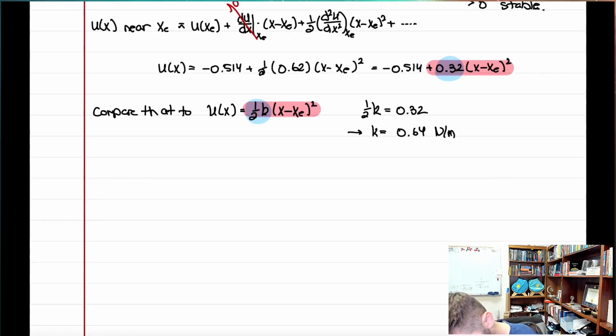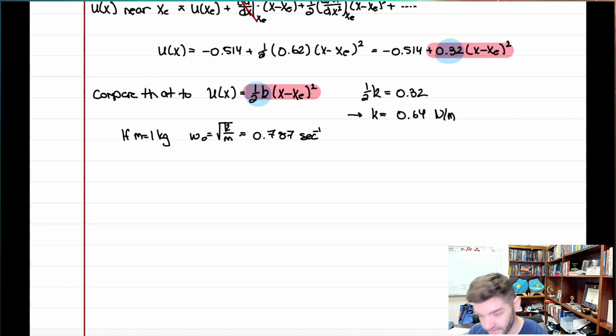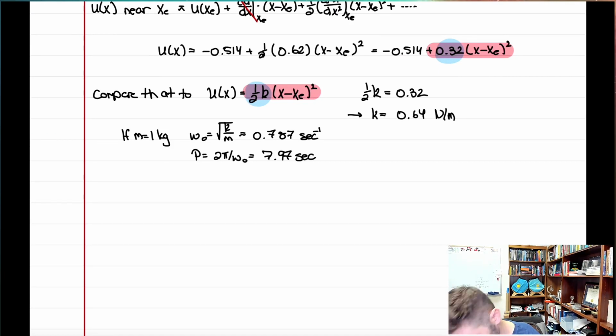So then if I wanted to plug in numbers, if the mass I release by V0 is just 1 kilogram, then I know omega naught, we said, was the square root of k over m. That ends up being about 0.0787 radians per second. Then the period, which is 2 pi divided by omega, ends up being something like 7.97 seconds at the end of the day.